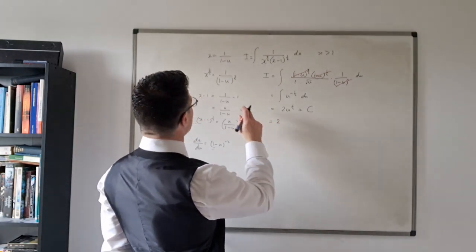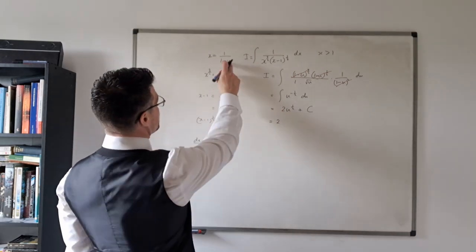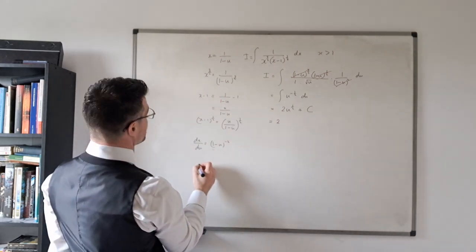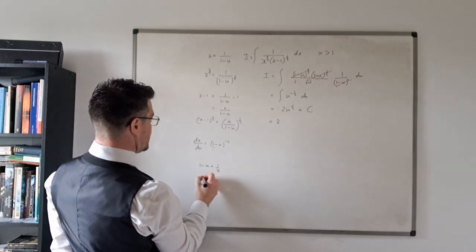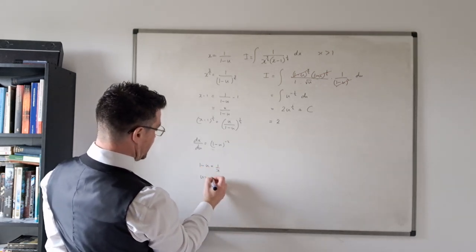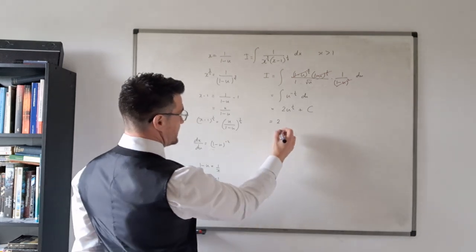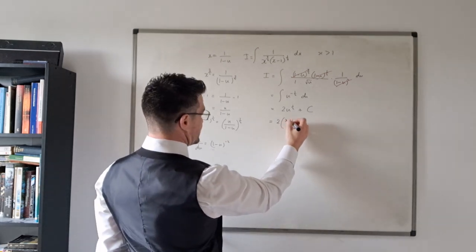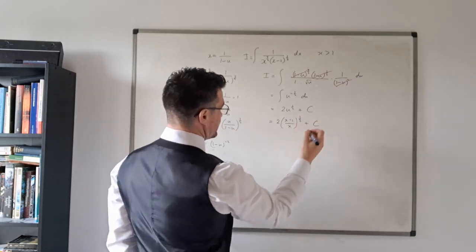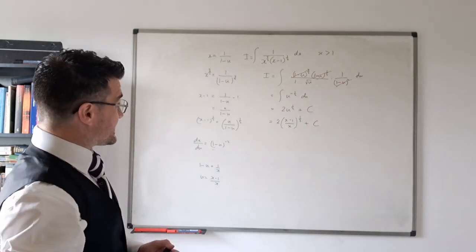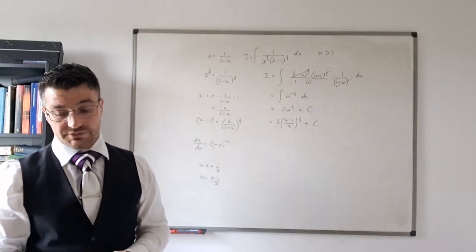So what do we get here? We get 2. I need to rearrange this to make u the subject. So we get 1 minus u equals 1 over x. So u is equal to x minus 1 over x. Twice x minus 1 over x to the power of a half plus c. Okay, and that's it. That's the first part done.